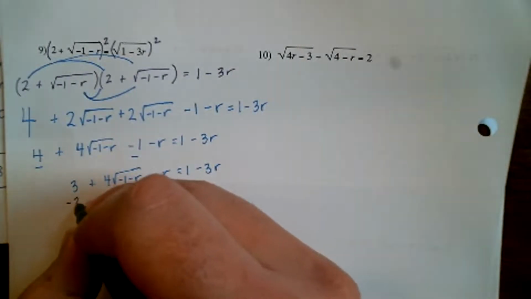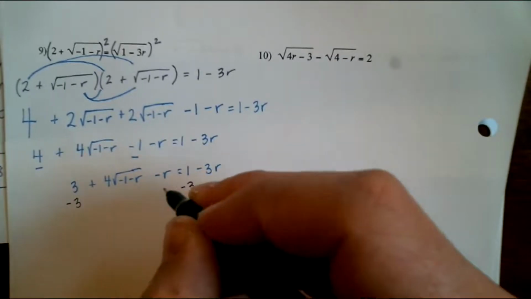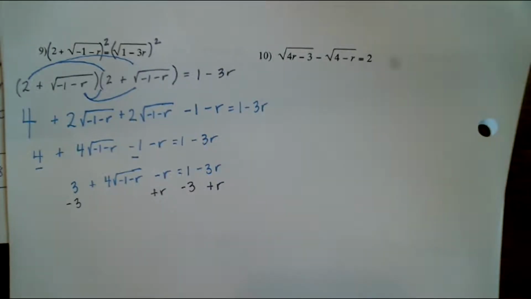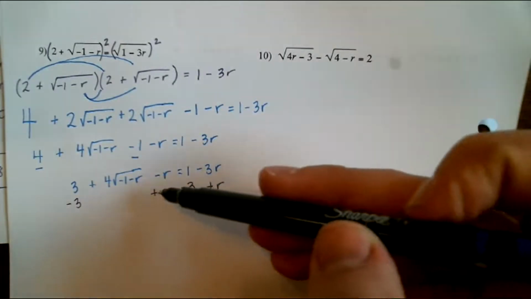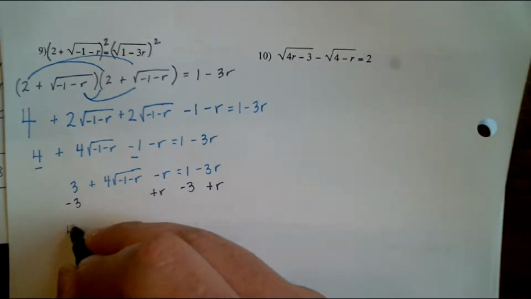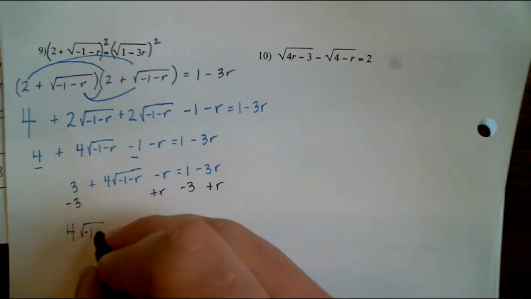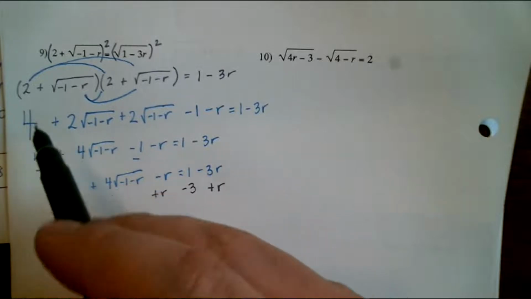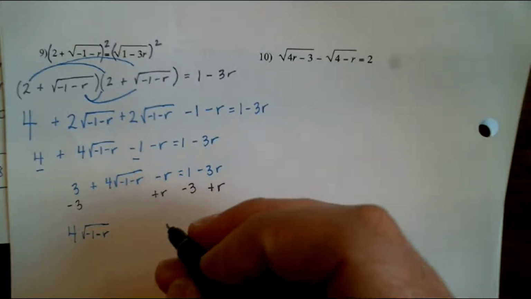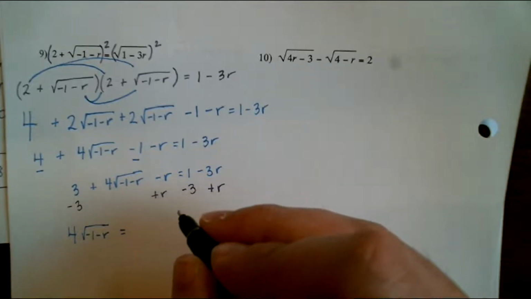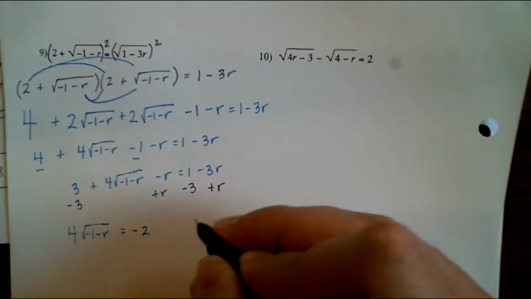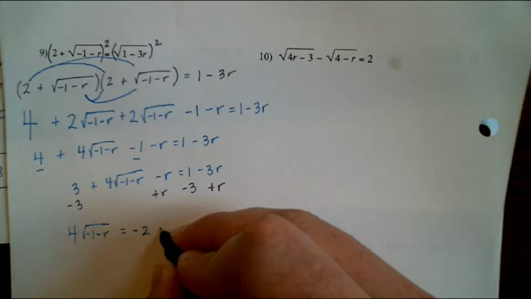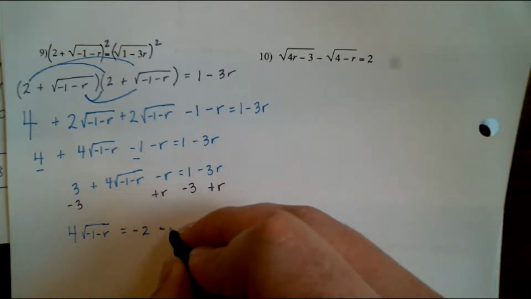Then I'm going to subtract 3 from both sides and add this r to both sides. I'm trying to get like terms together. So then that would leave me with 4 radical negative 1 minus r. Dude, I was about to go crazy with that. Look at that. That's huge. I was about to go crazy. So equals 1 minus 3 is negative 2, and negative 3r plus r would be negative 2r.